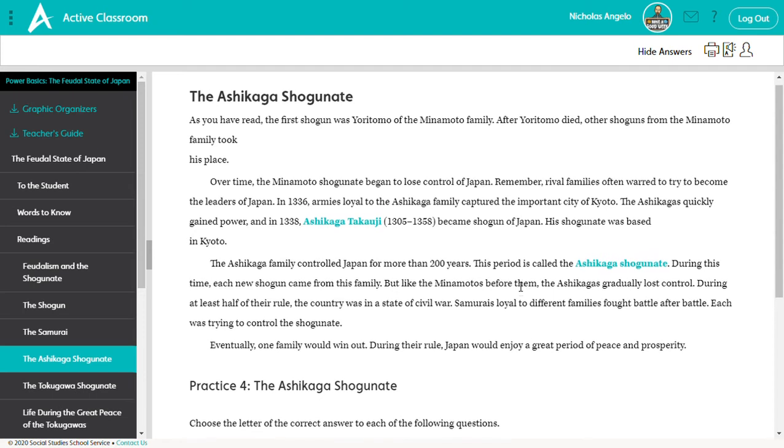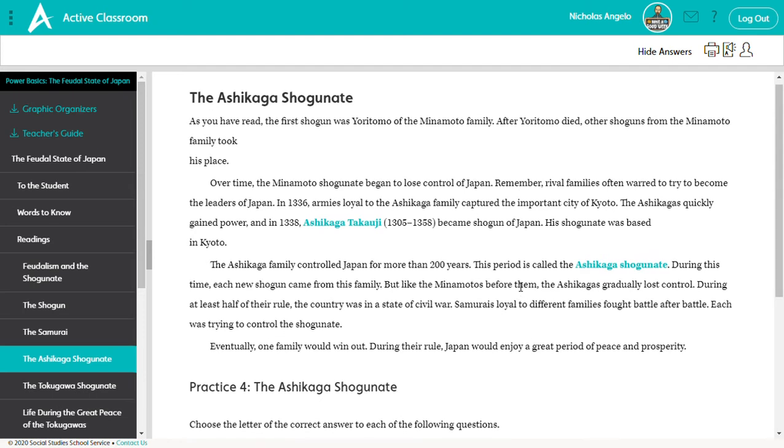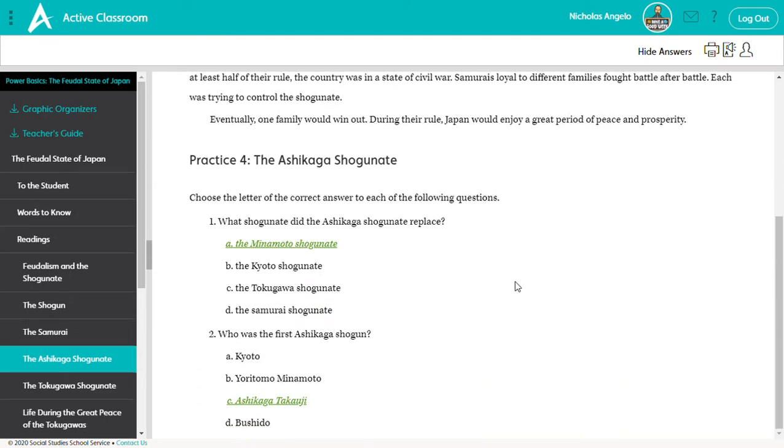The next section is about the Ashikaga shogunate. The Ashikaga family will come after the Minamoto family. 1. Which shogunate did the Ashikaga shogunate replace? A is your best choice, the Minamoto shogunate. 2. Who was the first Ashikaga shogun? Kyoto, Yoritomo Minamoto, Ashikaga Takauji, or Bushido? Your best choice is C, Ashikaga Takauji.